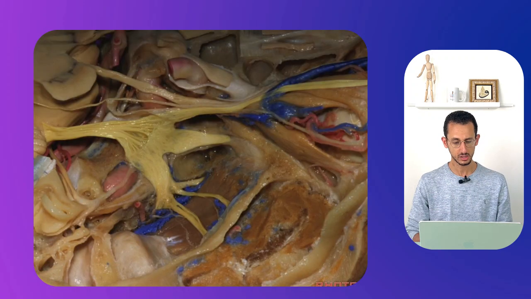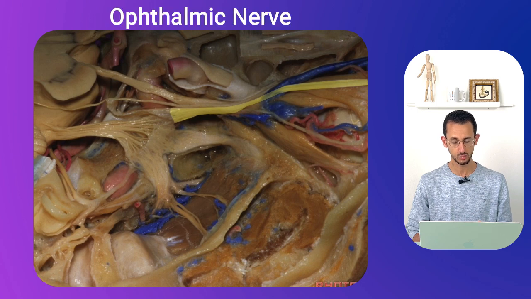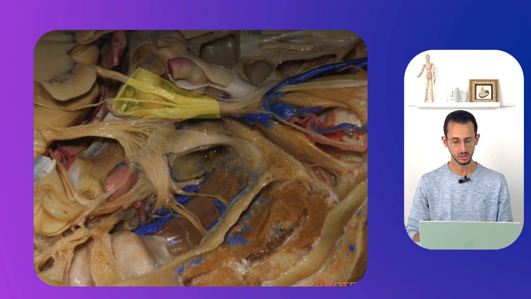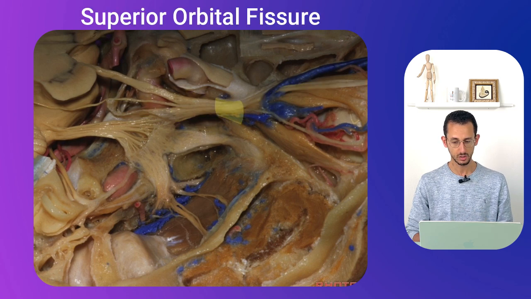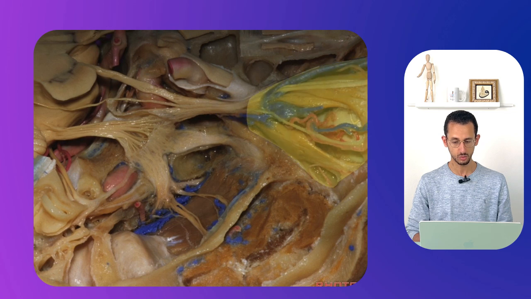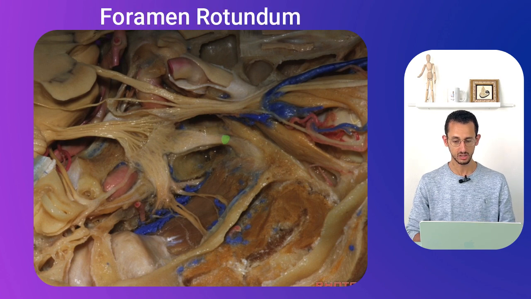In this picture, we can see again the trigeminal nerve with the branches dividing. The first one is the ophthalmic nerve, which goes, as we said, through the cavernous sinus, then passes through the superior orbital fissure before it goes into the orbit. Then we have the maxillary nerve, which goes inferior to the cavernous sinus and then passes through the foramen rotundum, which is highlighted in green.